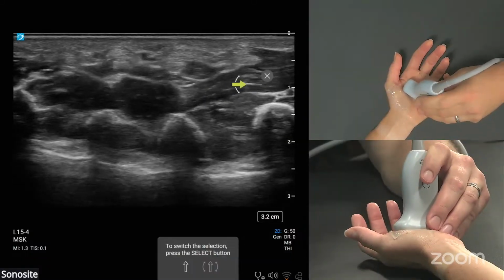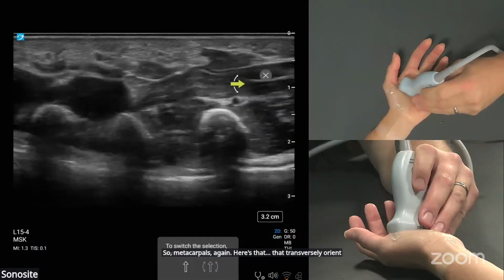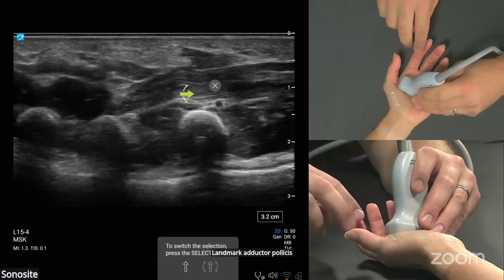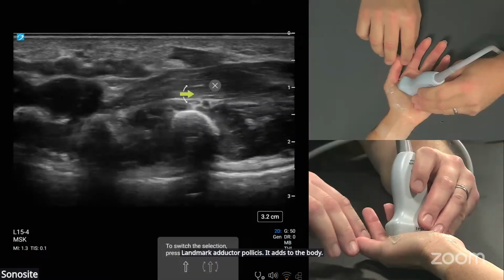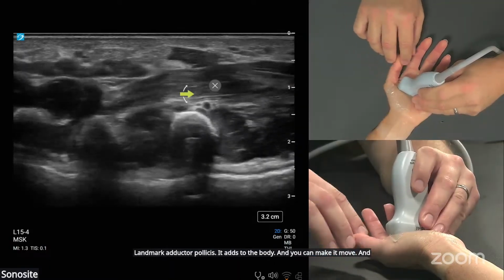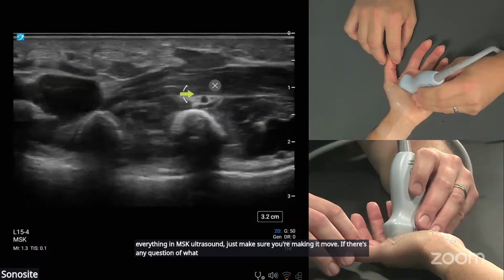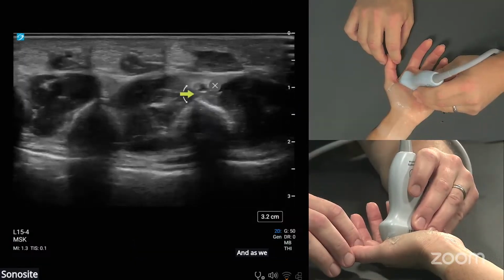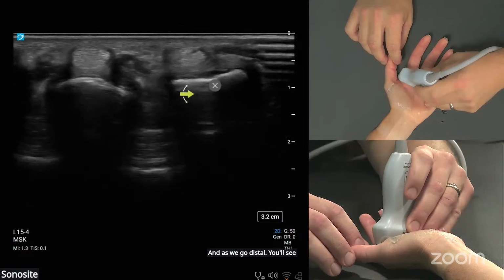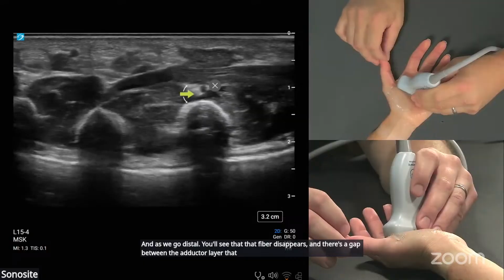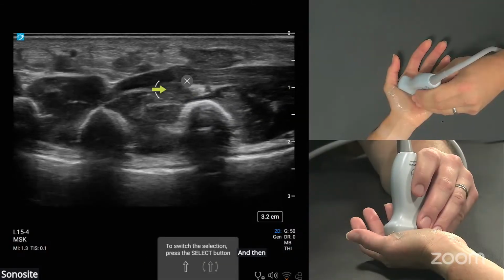Here's that transversely oriented, really big landmark, adductor pollicis. It adds to the body, and you can make it move. And everything in MSK ultrasound, just make sure you're making it move if there's any question of what something might be. And as we go distal, you'll see that fiber disappears, and there's a gap between the adductor layer that we just covered in the PowerPoint and then the structures underneath it down here.